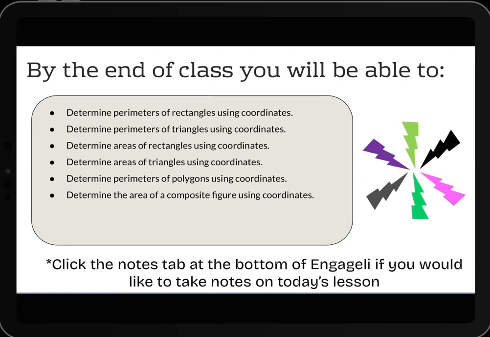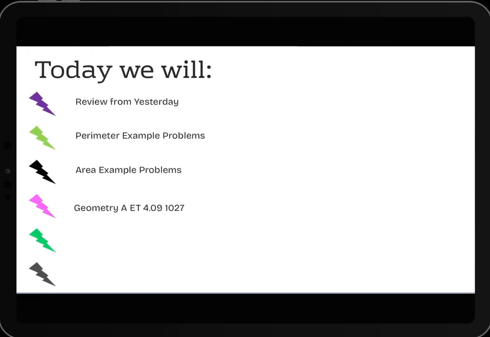What we're doing today, again, kind of what we did last week as well, is we're going to be working with perimeters and areas of rectangles, triangles, and polygons, as well as areas of composite figures using coordinates. And so to that end, we're going to review from Friday's lesson, go over some perimeter example problems, some area example problems, and then we'll be looking at the exit ticket 4.09.